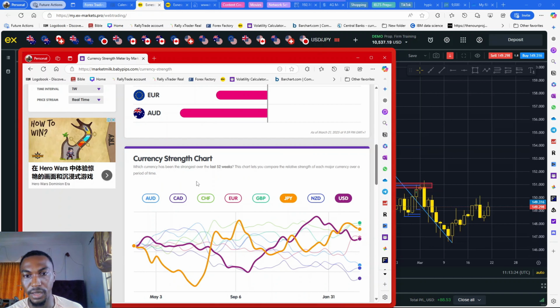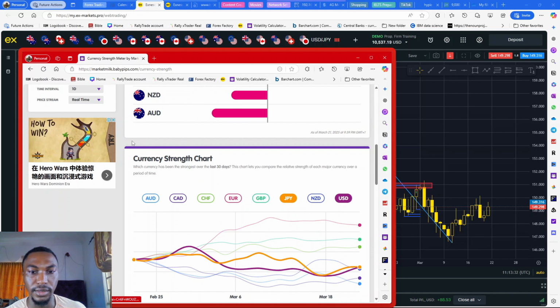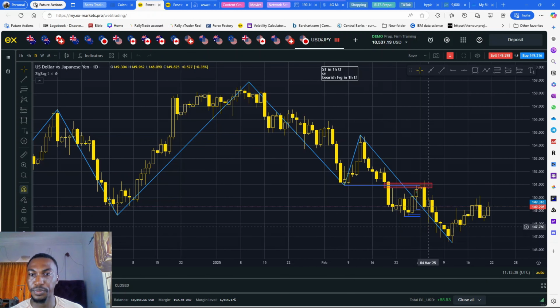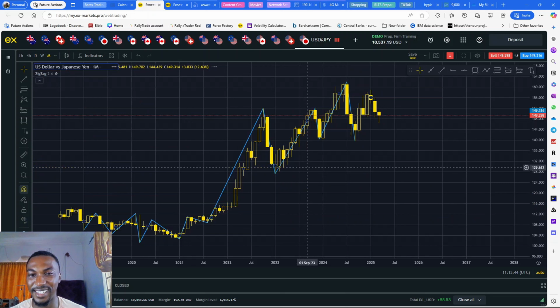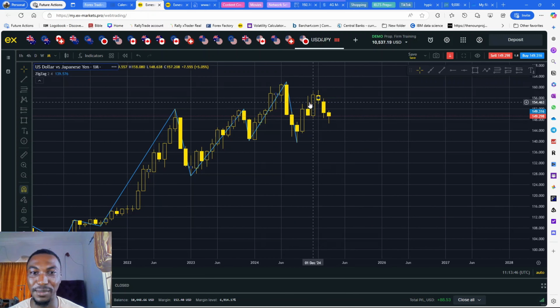In the weekly, we even have the US dollar printing a little bit of weekly strength over the Japanese yen. And right here, you can see that they are literally struggling together on the same level. So buying here or selling here is way too risky. Way too risky. Like, it's way too risky to even attempt any direction.